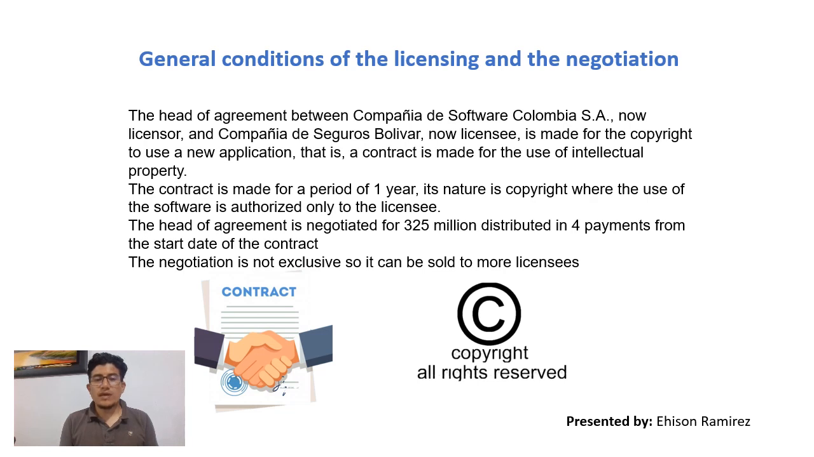The contract is made for a period of 1 year. Its nature is copyright, where the use of the software is authorized only to the licensee. The head of agreement is negotiated for 325 million, distributed in 4 payments from the start date of the contract. The negotiation is not exclusive, so it can be sold to more licensees.